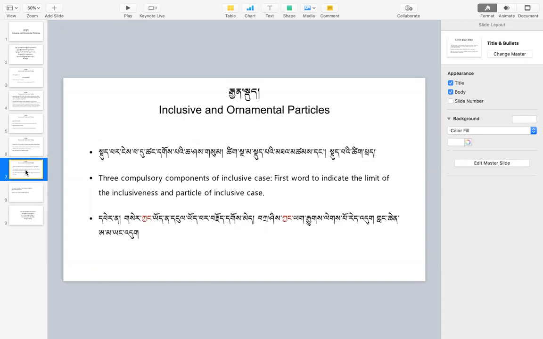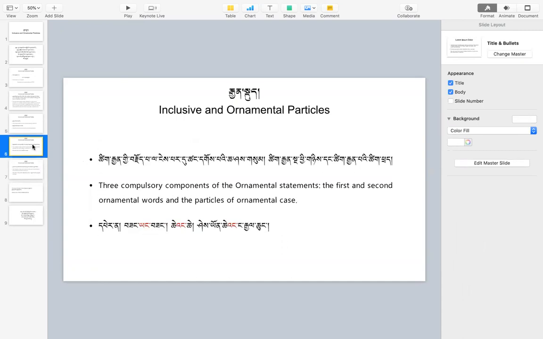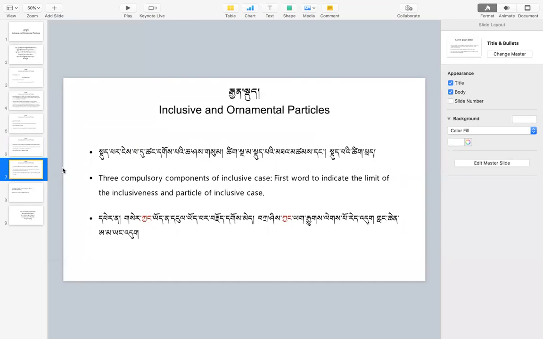Okay, so now there are two types of usage of the ornamental case, which we will discuss later. Now this one, which is the second usage case, is the inclusive case. And we will also talk about this in more detail in the class where we'll talk about the usage cases.